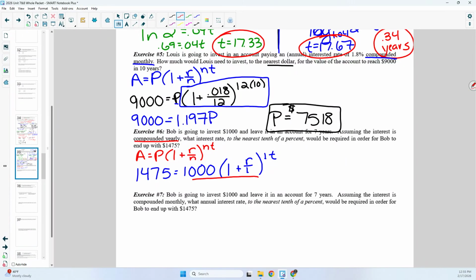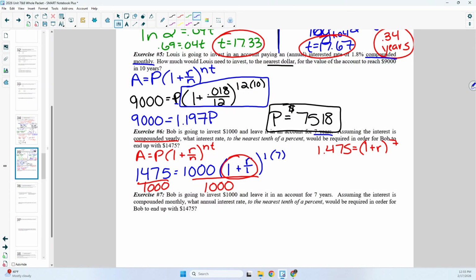Still, looking at the structure of this, I can divide by 1,000. And I forgot to plug something in again. Did I forget to plug something in? Yes, so 7 years. Right, and I knew that was a problem because we don't really want two variables in here. So the t is 7. So we are still first going to divide by 1,000. That is going to give me 1.475. This simplifies to 1 plus r to the 7th.